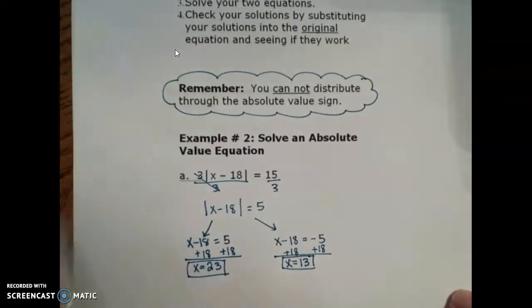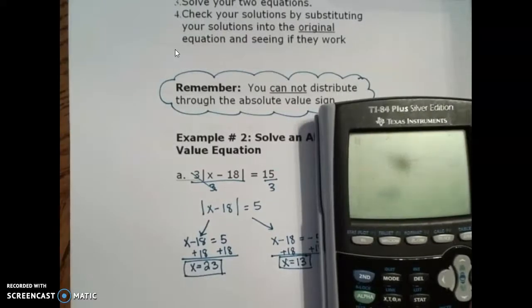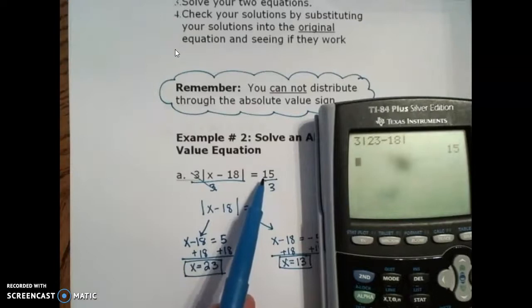One of the most important steps here is to check your solutions back into your original equation. And if we wanted to do that really quick with our calculator, we would do 3. We're going to hit math, over to number, absolute value. And if we're saying our solution is 23, we're going to put 23 minus 18 in the bars. You want to arrow right to get out and hit enter. You can see that that does equal 15.